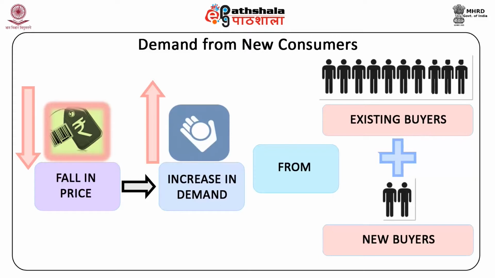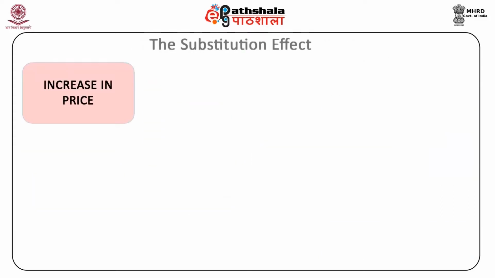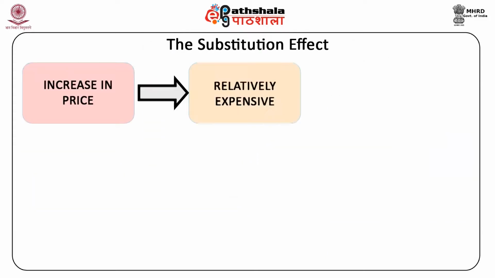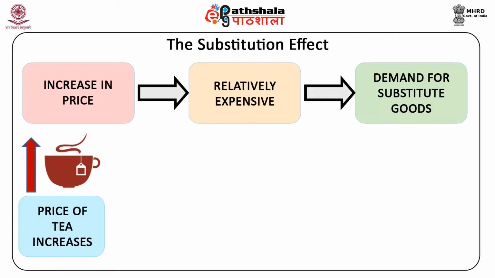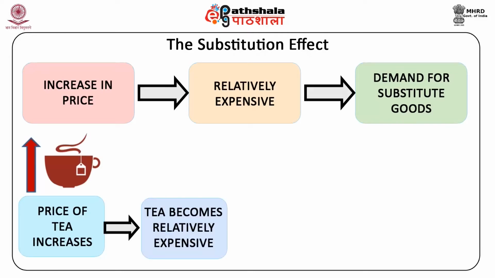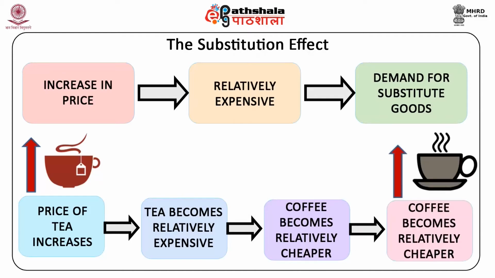This leads to a downward sloping demand. When the price of a good increases, it becomes relatively expensive, so consumers demand substitute goods. For example, if the price of tea increases, people would switch to its substitute, which becomes relatively cheaper, and thus demand for coffee increases. This is another reason why the demand curve is downward sloping.